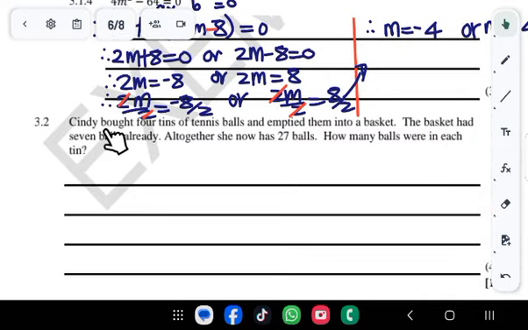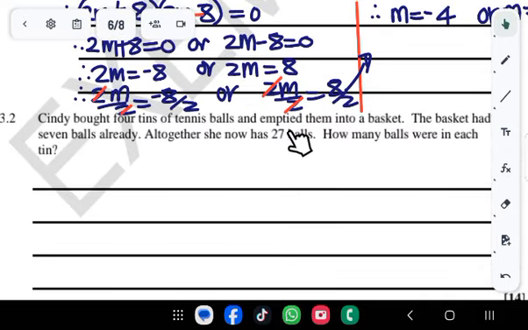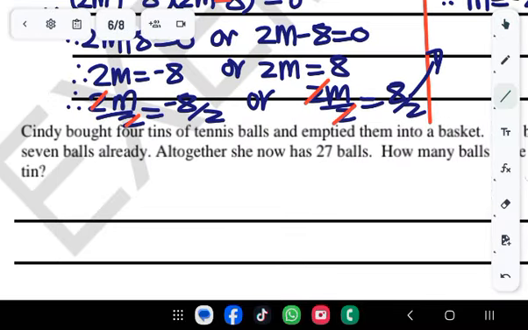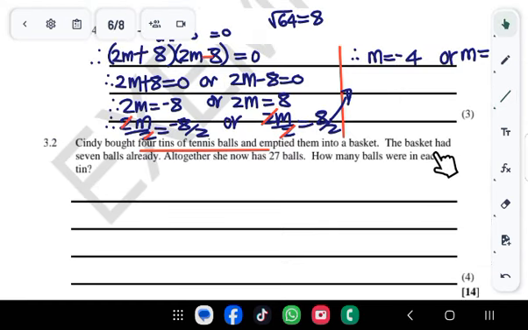Now 3.2 goes, Cindy bought 4 tins of tennis balls and emptied them into a basket. The basket has 7 balls already. Altogether, she now has 27 balls. How many balls were in each tin? So Cindy bought 4 tins of tennis balls and emptied them into a basket. The basket had 7 balls already.